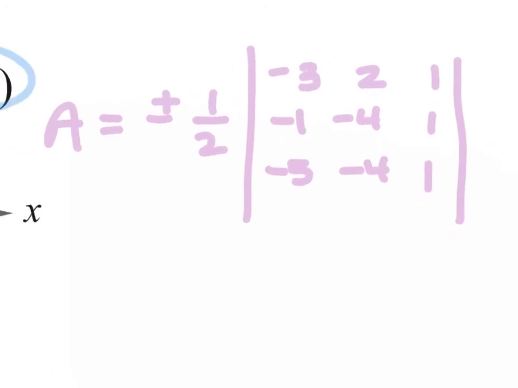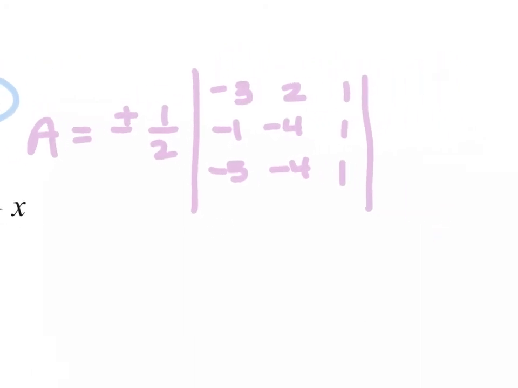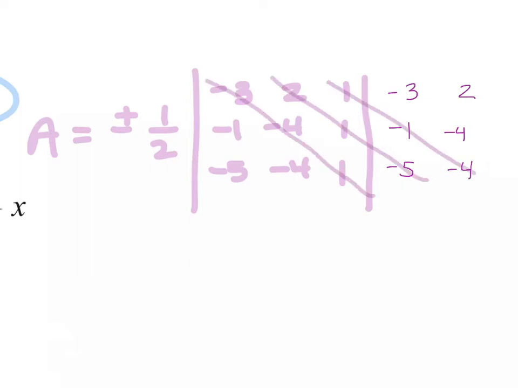All right, so I'm going to come over here and do this one first. So I would rewrite the first two columns: -3, -1, -5, 2, -4, -4. And then diagonals this way. So -3 times -4 is 12, times 1 is 12. 2 times 1 is 2, times -5 is -10. 1 times -1 times -4 is a +4. So I'd get 2 plus 4, which is 6.